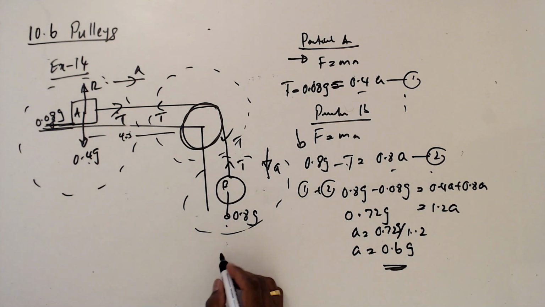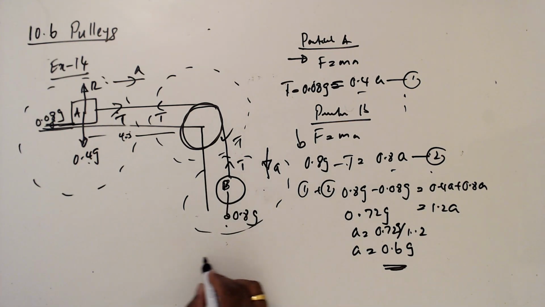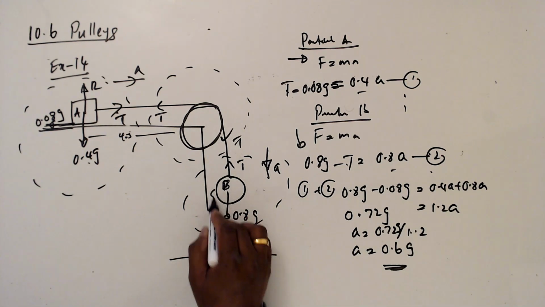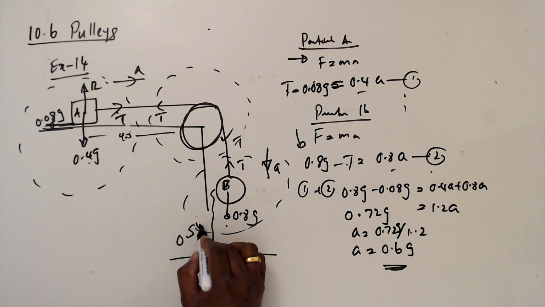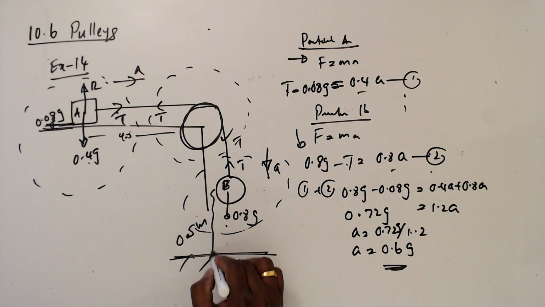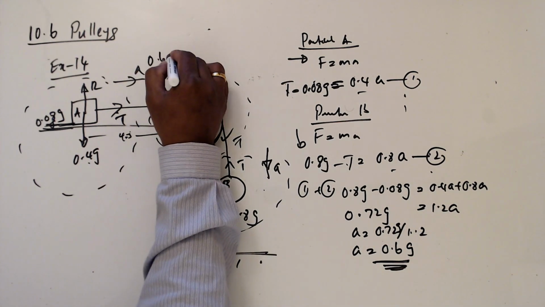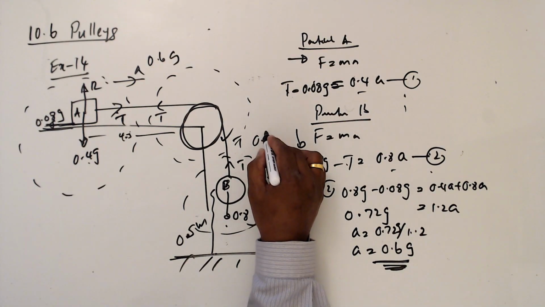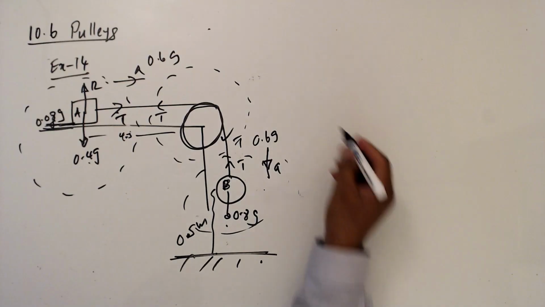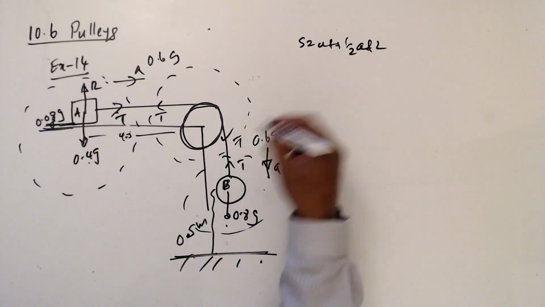Now next part is we want to find the distance travelled by particle B. It says that this B is hanging 0.5 meter above the ground. Now we need to find the time taken to come to this 0.5, and now we have the acceleration, that is 0.6 g. So we'll put S equals ut plus half a t squared for particle B.